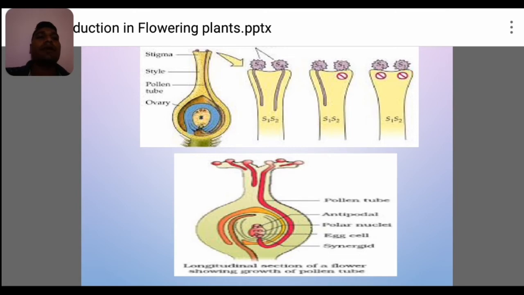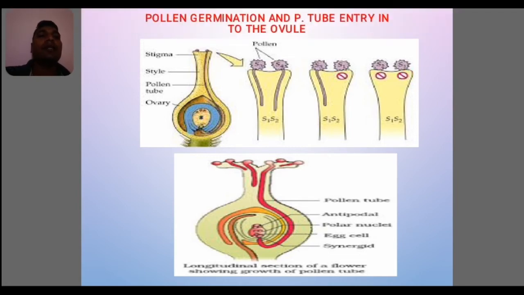In the above diagram, we are looking at pollen grains having the S3 gene, which have the capacity to enter the style, because of the compatible gene already present in the style, that is S1. S1 is compatible with S3, and S4 is compatible with S2. So these are the specific genes which allow the pollen tube to enter the style.